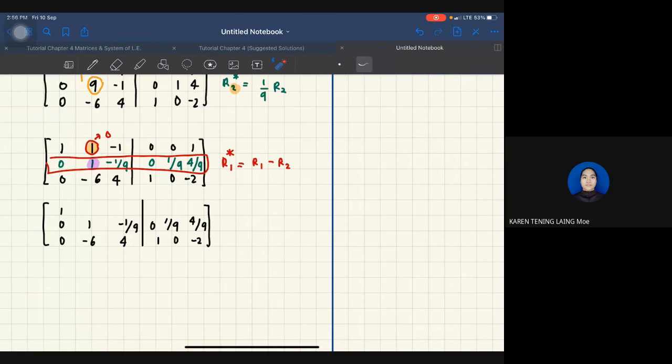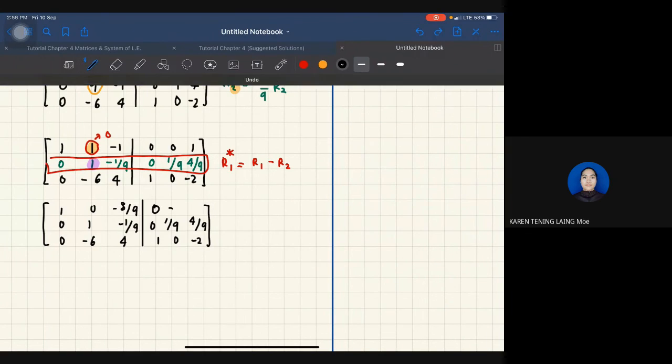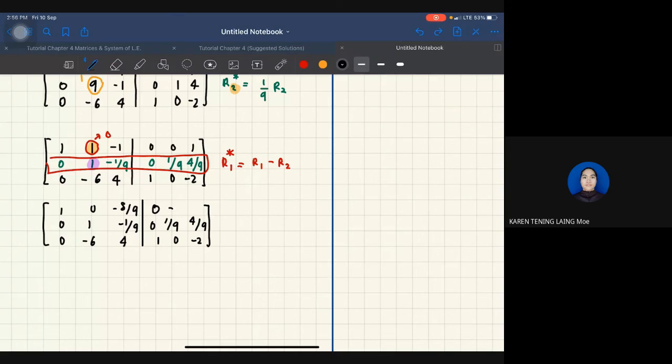Okay, and then 0 minus 0 is 0. Okay, and then 0 minus 1 over 9 is negative 1 over 9. And then lastly, 1 tolak 4/9 berapa? 5/9. Betul tak? Okay, so sampai sini ada soalan tak? Ada. Okay, so jom kita teruskan.